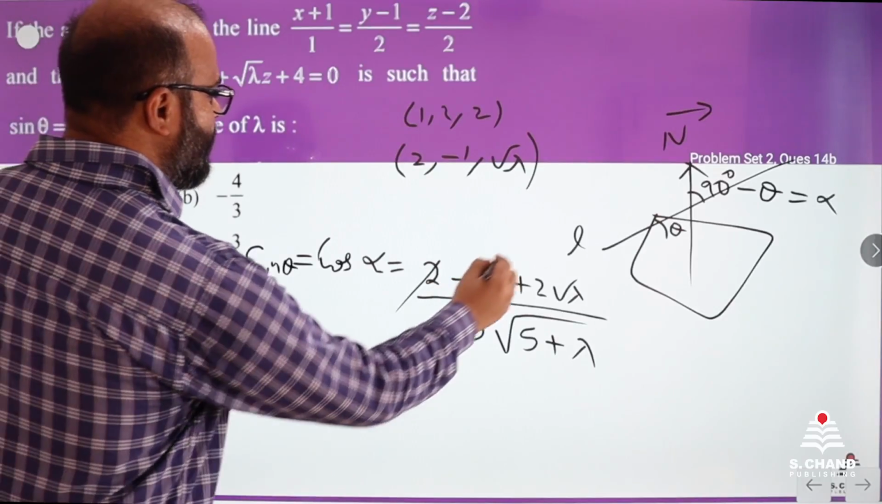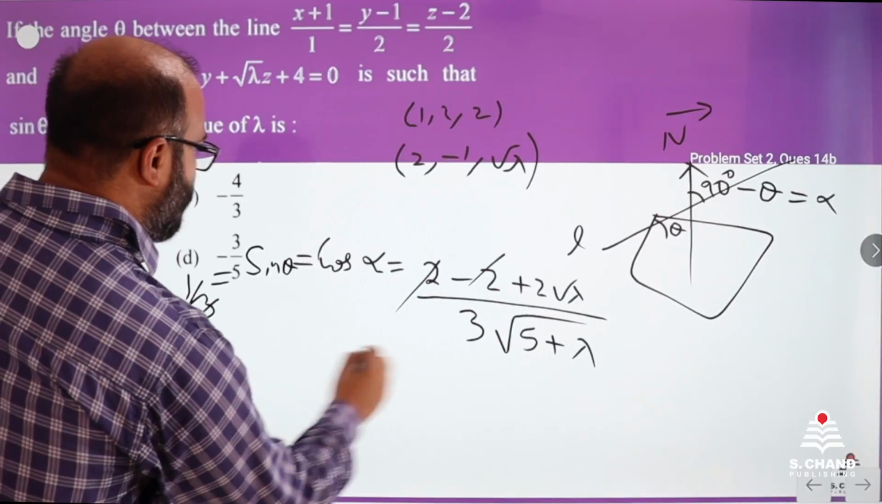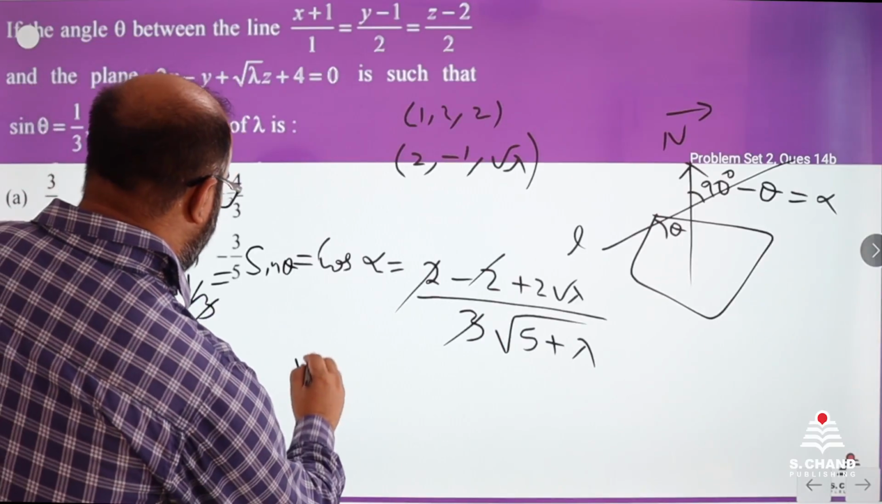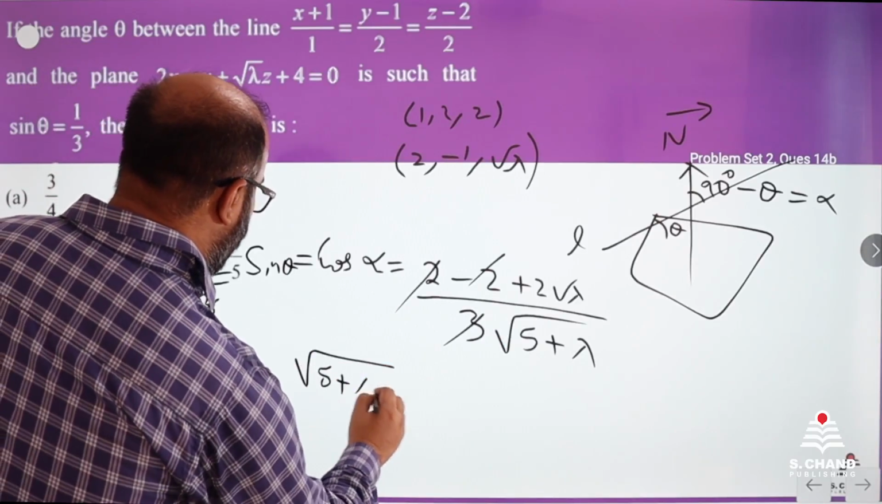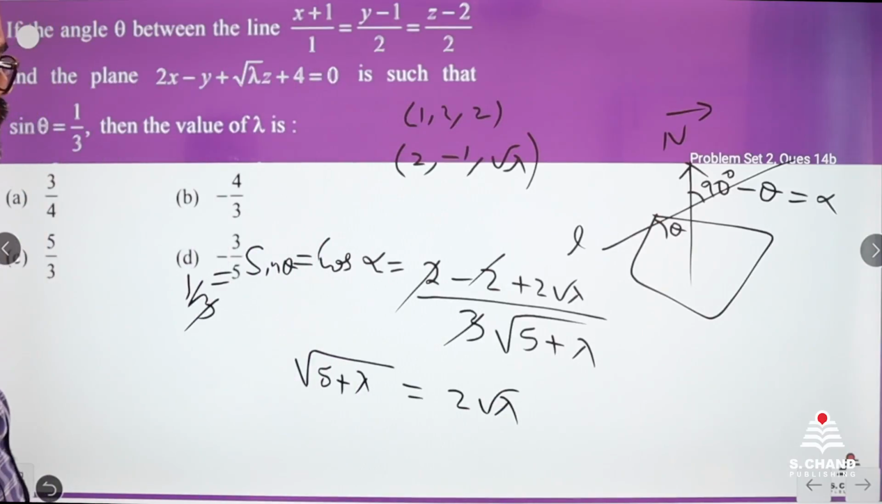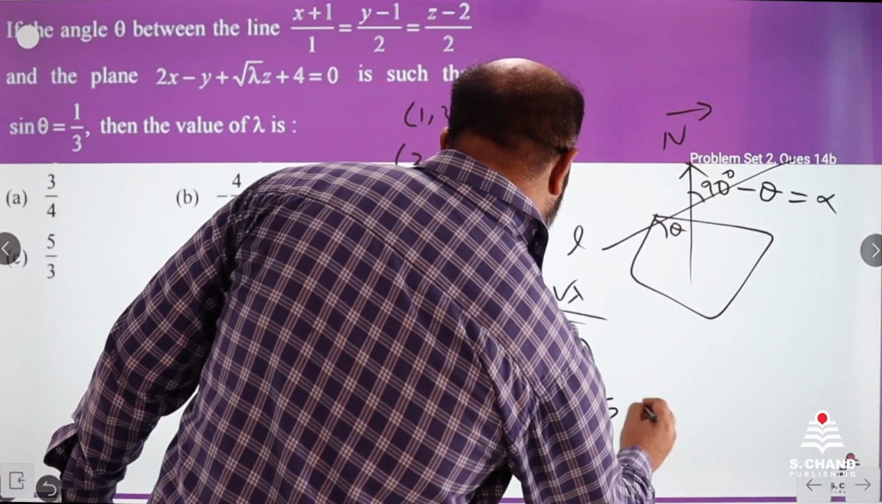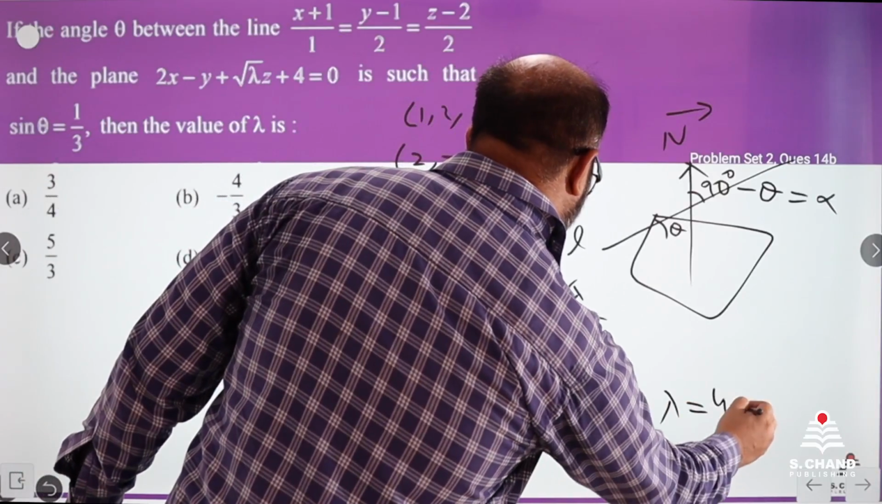Now let us cancel this, and for cross multiplying, first let us cancel 3 also. So root over 5 plus lambda is equal to 2 root lambda. This is what we are getting here. Now we square both the sides. So we get 5 plus lambda is equal to 4 lambda.